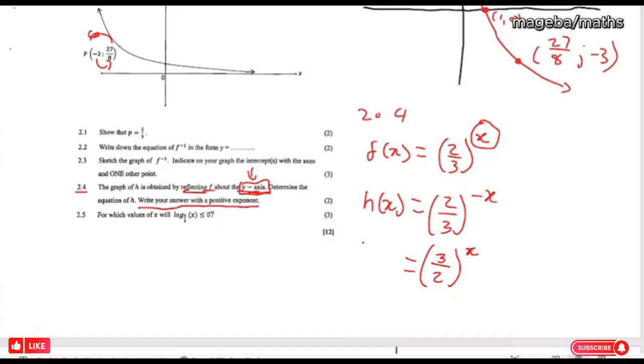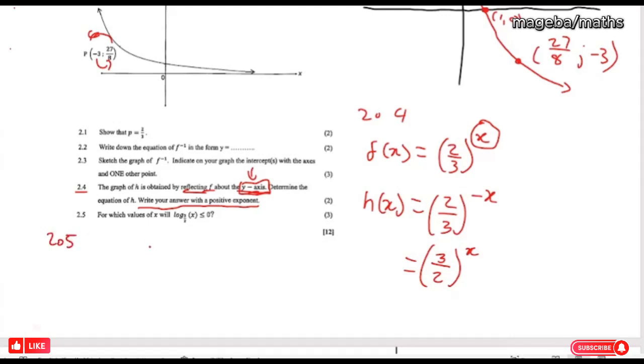Now they already told us that you must write your answer in the positive exponent. That's how we write the answer in a positive exponent. This negative is telling us that whatever is inside here changes to its reciprocal, so the numerator is going to be on the denominator. That's what that is telling us there.